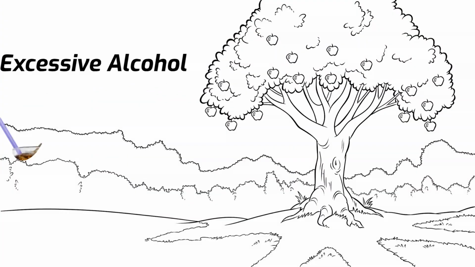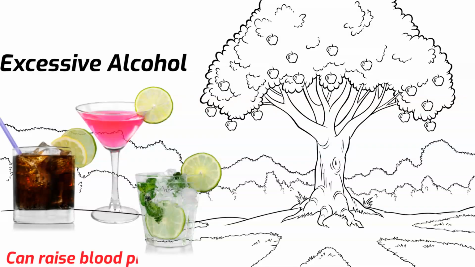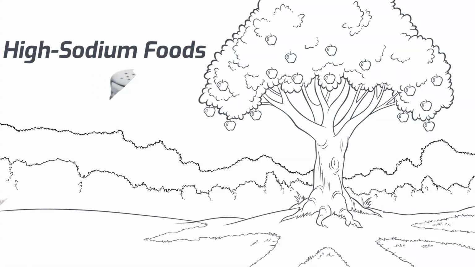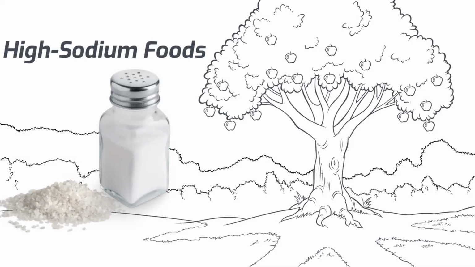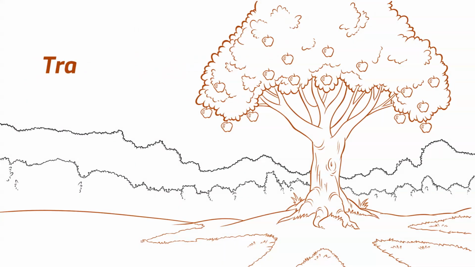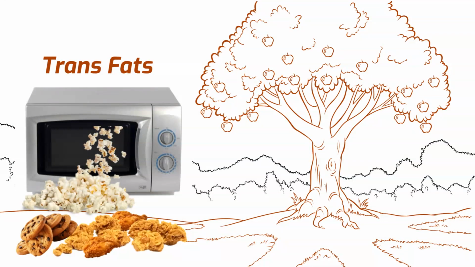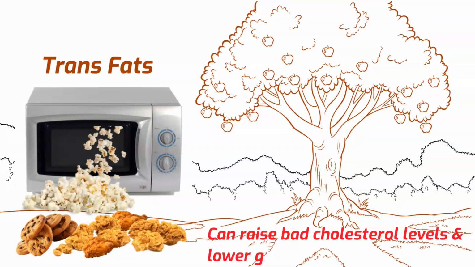Excessive alcohol. Overconsumption can raise blood pressure and contribute to heart disease. High sodium foods. A diet high in sodium can contribute to hypertension, stressing the circulatory system. Trans fats. Found most prominently in fast foods, microwave popcorn, and many fried and baked goods. Trans fats can raise bad cholesterol levels and lower good cholesterol levels, leading to clogged arteries.